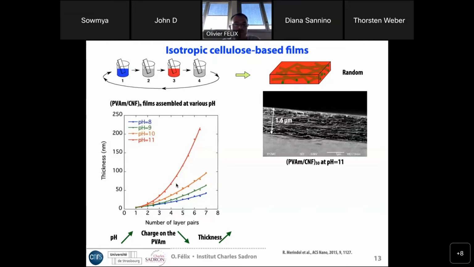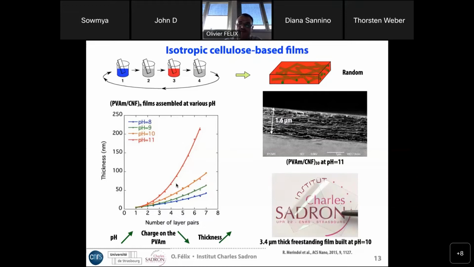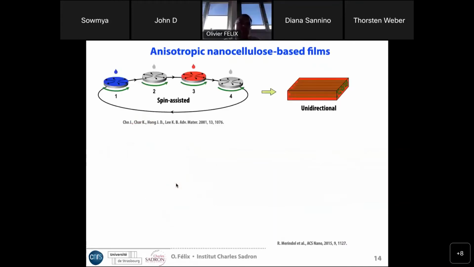Using this approach, we can use a dipping robot and you can build a thick film. For example, here you have a film that is 1.6 micrometers. Then you can detach this film and you can get a transparent film that will be used later on to measure the mechanical properties by tensile strength. Now, if you want to build unidirectional films, we can use spin coating or spin-assisted assembly.